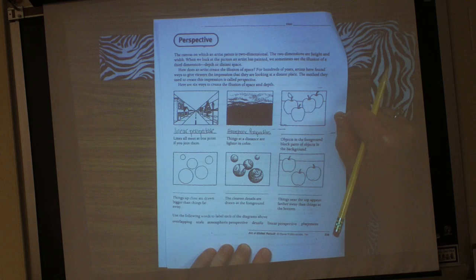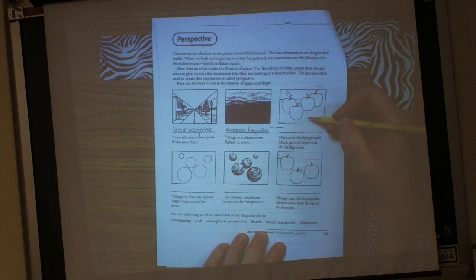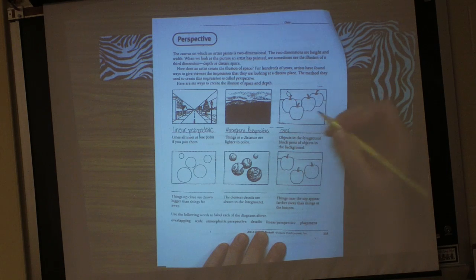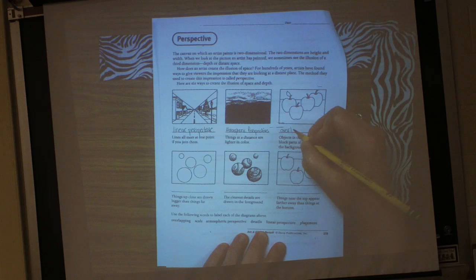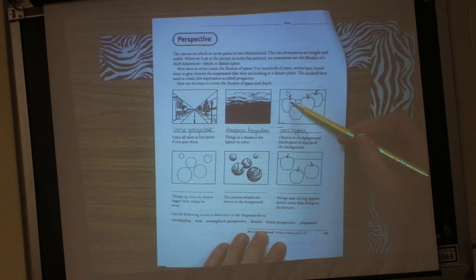Isaac. Okay, what's the next one? Overlapping. Objects in the foreground block parts of objects in the background. And we call that overlapping. We know that this apple is in front because it blocks part of that apple. We know this apple is in the front because it blocks part of that apple.